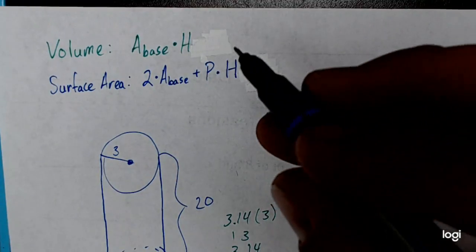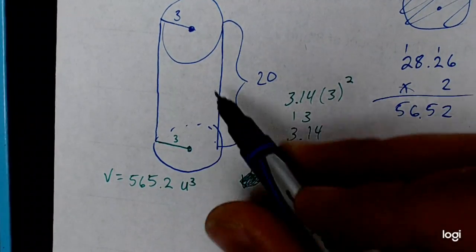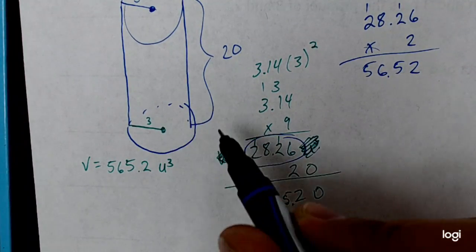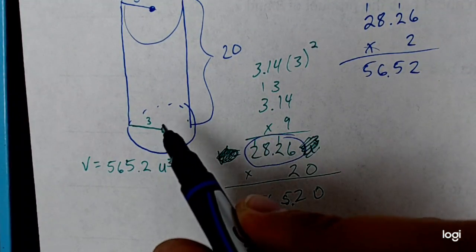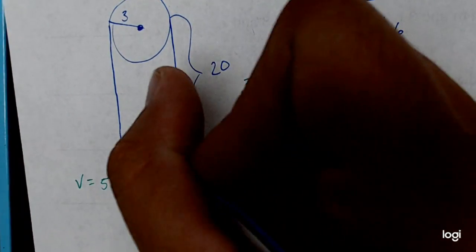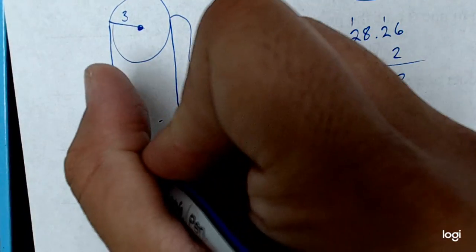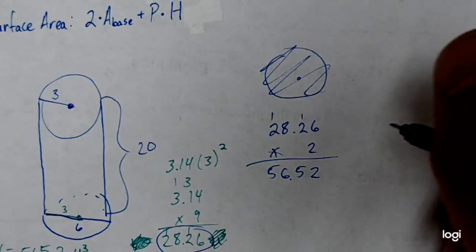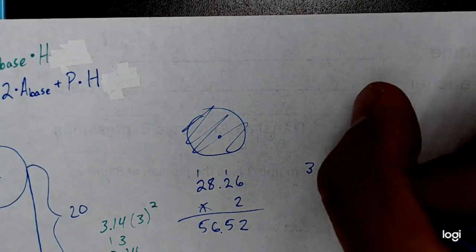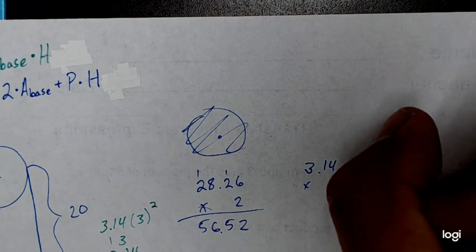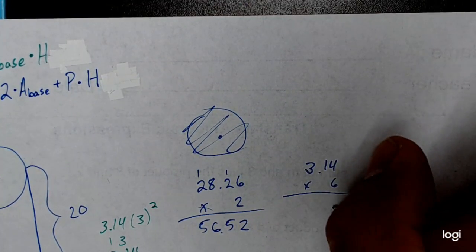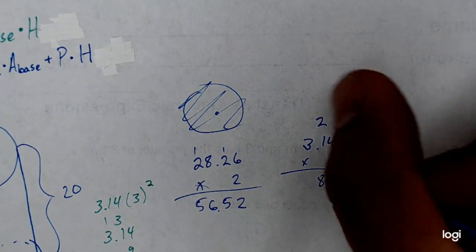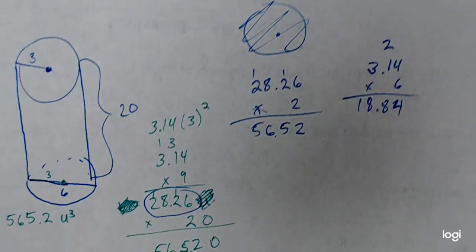Now I need to add that to the perimeter times the height. So the perimeter is going to be the other formula for circumference, which is pi times diameter. Since I know the radius is 3, then the diameter must be 6. So I go over here and I'm going to do 3.14 times 6, and I get 24, 6, 8, and 18.84.